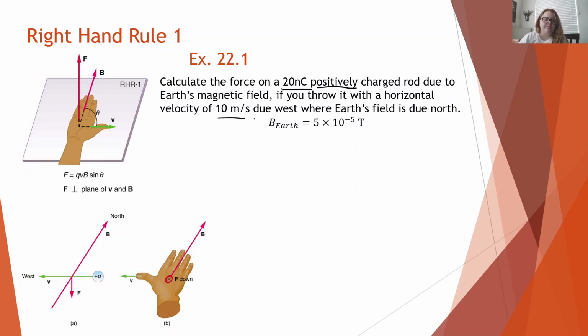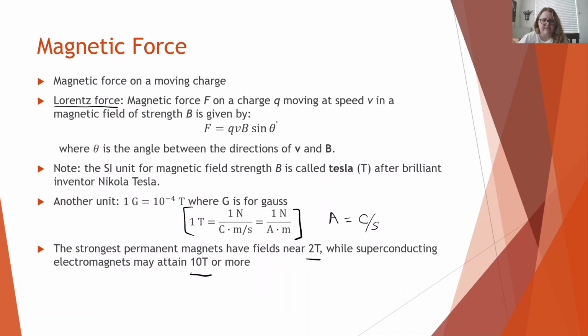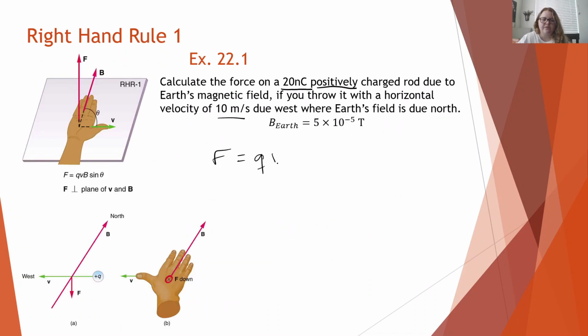Remember that force is equal to QVB sine theta. In this case, we know that the velocity is going exactly west, and our magnetic field is north. So this would give us a 90-degree angle between the velocity and the magnetic field. So theta is going to be 90 degrees.